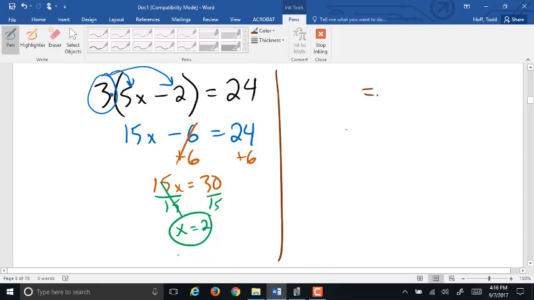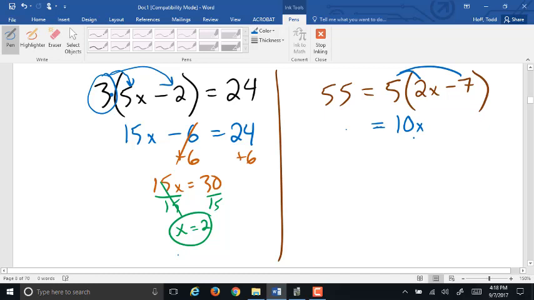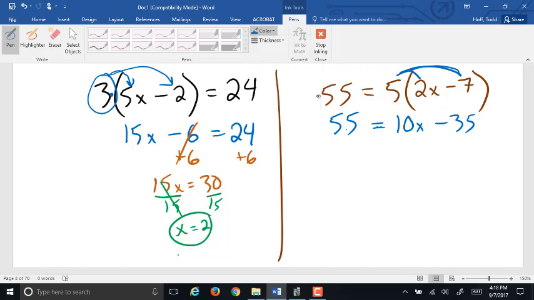For the sake of time, I'm just going to put this one side by side and let you guys try one. 5 times 2x minus 7 equals 55. Try that one in your notes. We'll talk about it. Where do we start? Okay, we distribute the 5. 5 times 2x is 10x. And then 5 times negative 7 is minus 35, or negative 35. Of course, this is still 55. What's next?